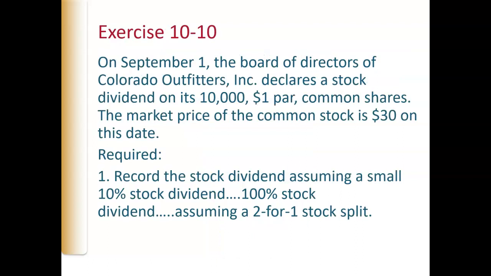So guys, on September 1st, the Board of Directors of Colorado Outfitters declares a stock dividend on its 10,000 $1 par common shares, and the market price of the common stock is $30. Record a stock dividend assuming a small 10% stock dividend, 100% stock dividend, or a 2-for-1 stock split.